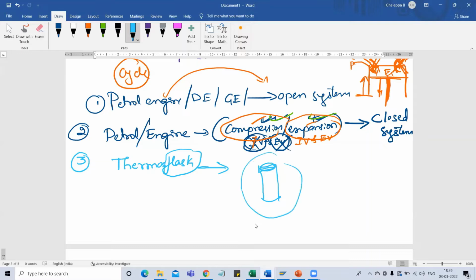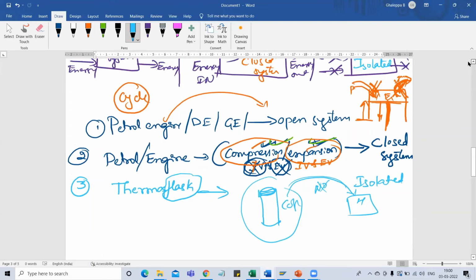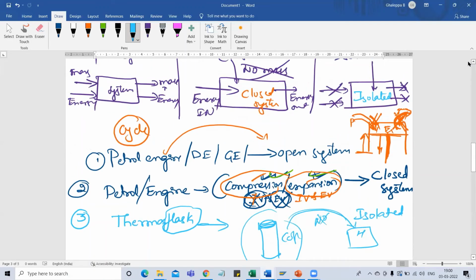For example, this is your coffee shop, this is your hospital. When you are moving this flask from the coffee shop to the hospital, is there a decrease in the temperature of the tea or coffee? No, sir. So for that period of time, it is an isolated system. What is isolated? Isolated means no exchange of mass and no exchange of energy. Correct. So it is an isolated system.